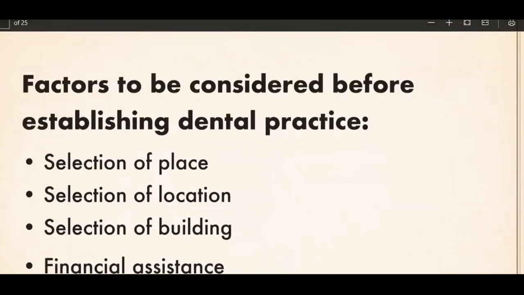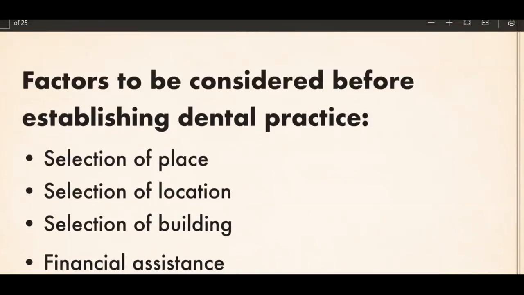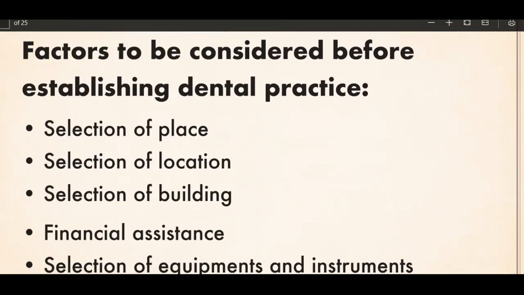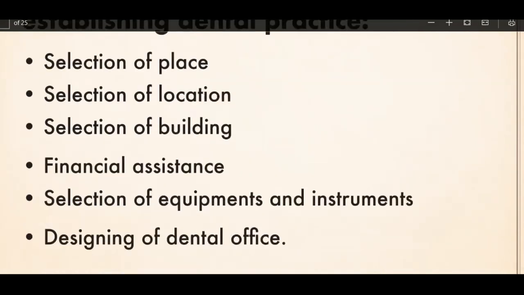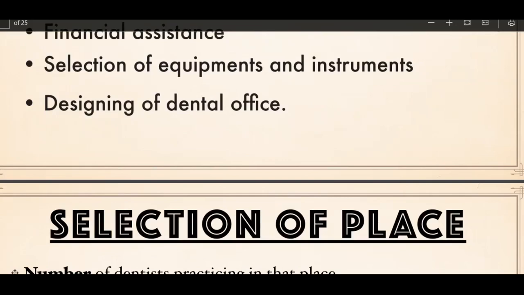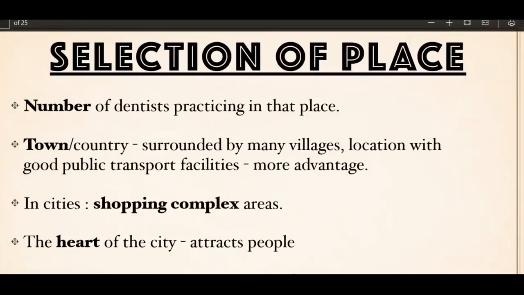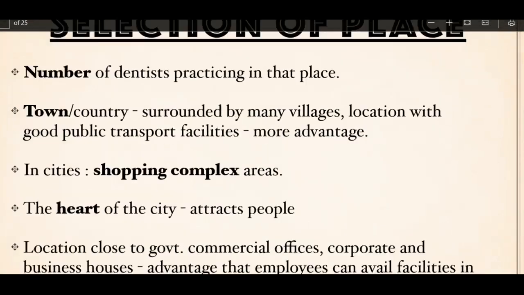So what are the factors to be considered before starting a dental clinic or establishing a dental practice? We need to think about the place, location, building, financial assistance, equipments and instruments, and designing of dental office. So what is the importance of place? You should think about the number of dentists practicing in that area and whether it is town or countryside, surrounded by many villages, and whether there is good transport facility or not.